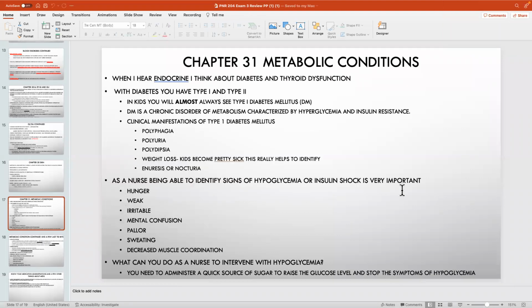So the metabolic conditions, the two most common are going to be your diabetes and your thyroid. These are the two most common metabolic problems. What are the 3 P's that we associate with diabetes?